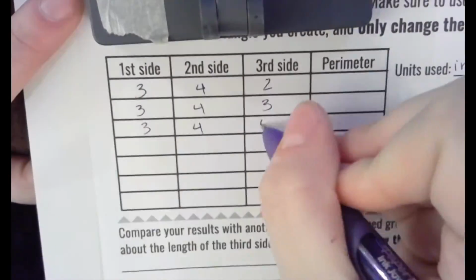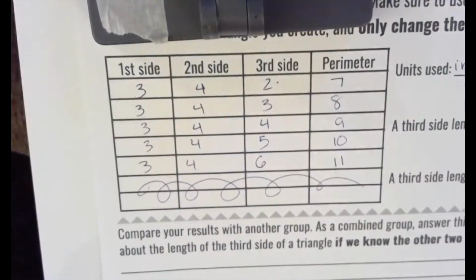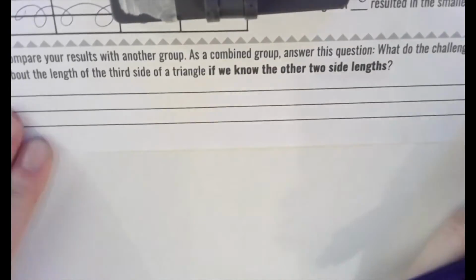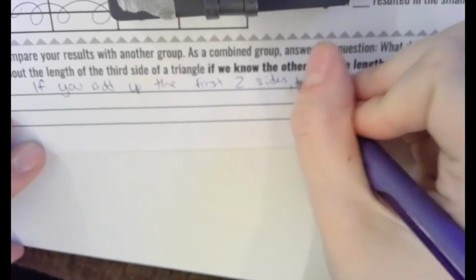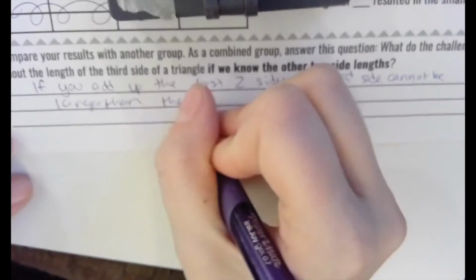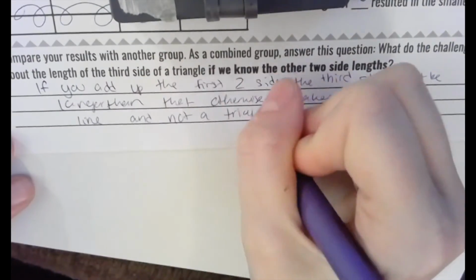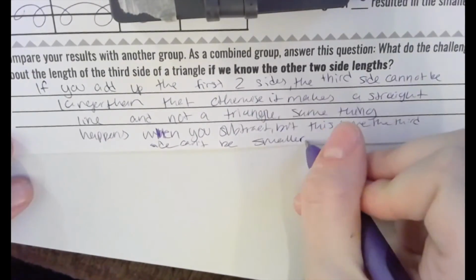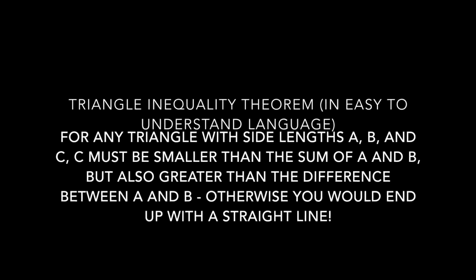So once I created all the triangles possible, I moved on to the next challenge, and this time I used inches as my unit just to show that this could be done with any unit, and I used 3 and 4 as my fixed side lengths. And then I answered the last question, and I wrote something that I figure my students might write. And again, eventually I would like this lesson to lead to a discussion about the triangle inequality theorem, which you can see here, but in easier to understand language.